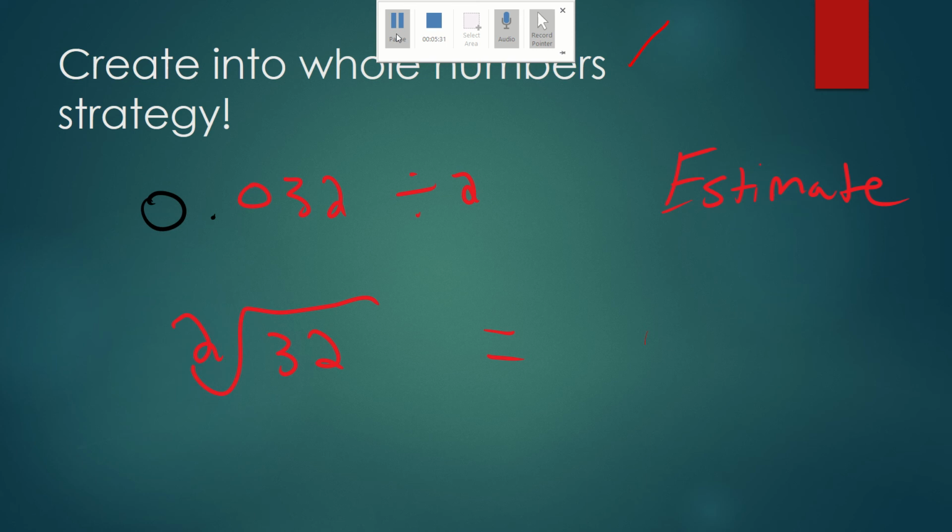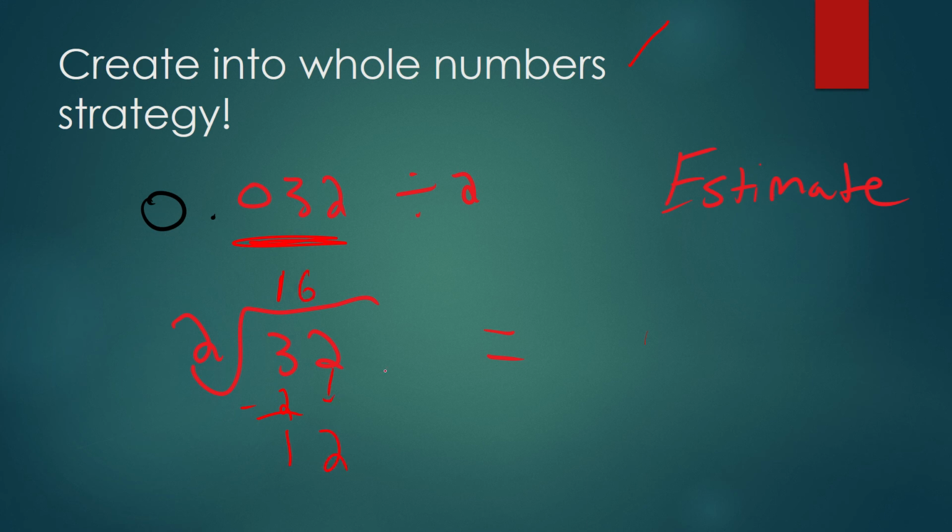So the long division is one way of doing it for sure. Another way is to turn it into whole numbers. So we have our number 0.032 divided by 2. What I did was I got rid of the zeros, kind of like in multiplication. And I went 2 into 3 one time. We're going to get 1 left over. Now we're going to bring down our 2, and we're going to get 2 into 12 6 times. So my answer is 16 here.